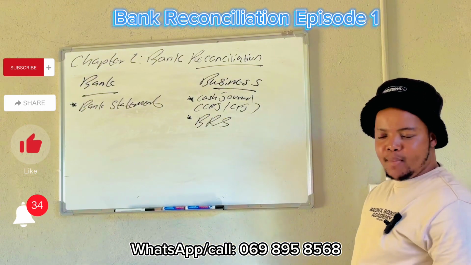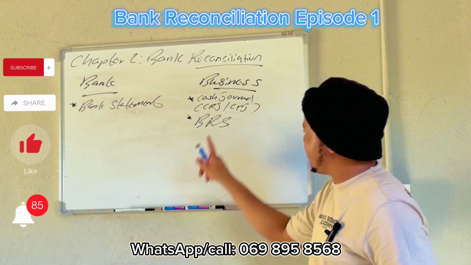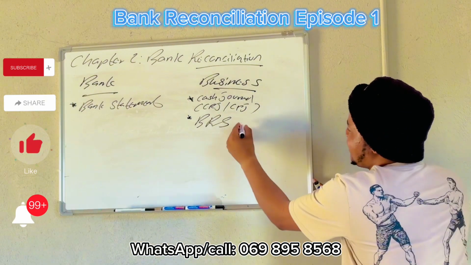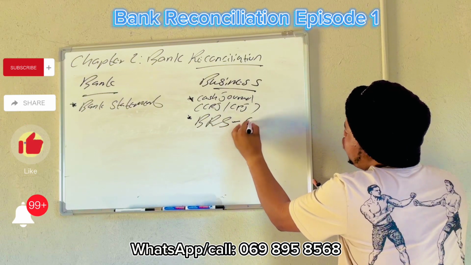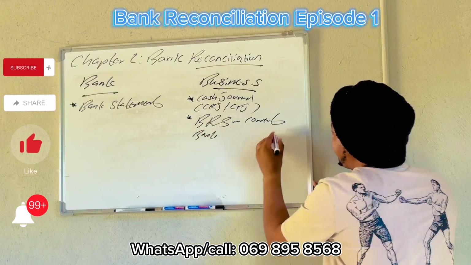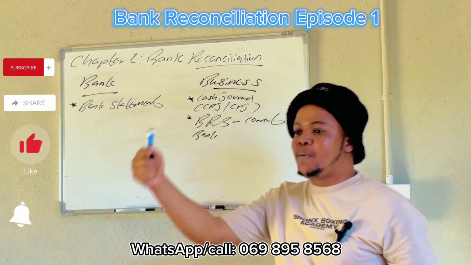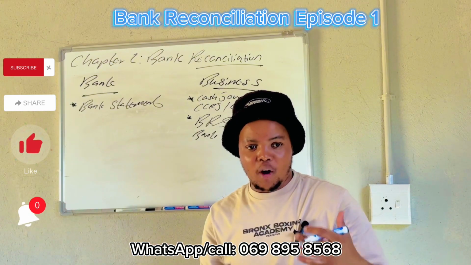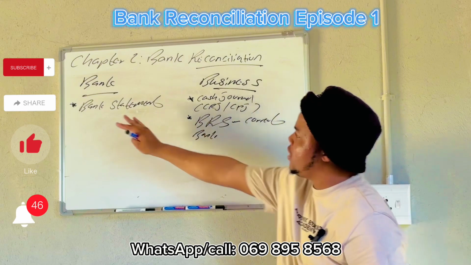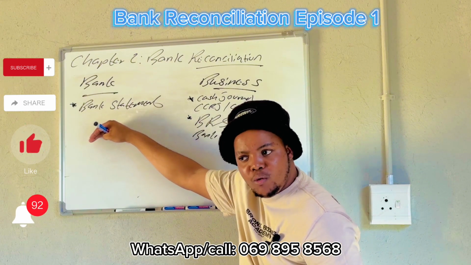And the other thing we prepare is what we call the BRS. So now it comes to the question: who prepares the BRS? The business. Why do we prepare the BRS? Remember, we are preparing the BRS to correct the bank. So the BRS is prepared by the business to correct the bank. We want to correct the bank for the mistake made on the bank statement. Are you all following?